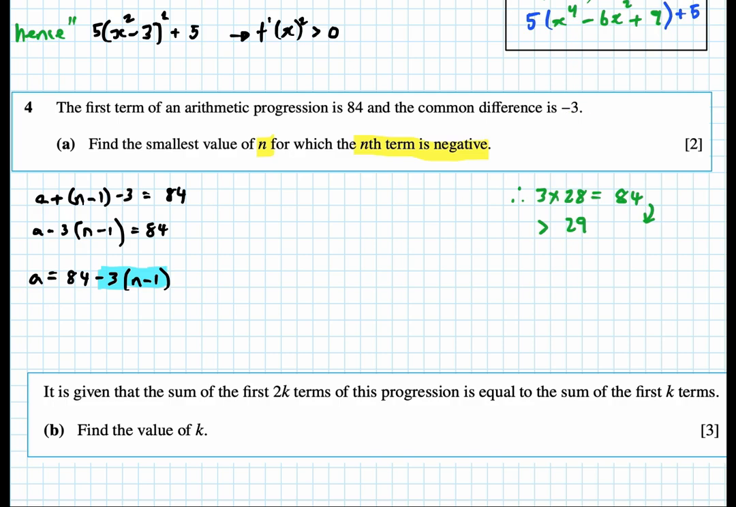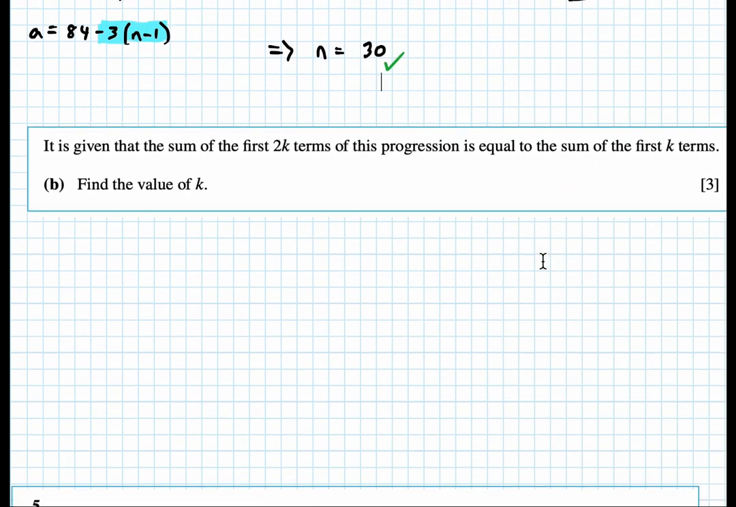But if n was 29, so you just think about it. So if n is 30, then you're going to have 3 times 29, where you're actually going to have your first negative number for the n term. So that makes sense. So n is 30. And we had to do it some kind of way there. We had 2 unknowns, a and n. You can't factorize. You can't find that. There's no simultaneous equation either.